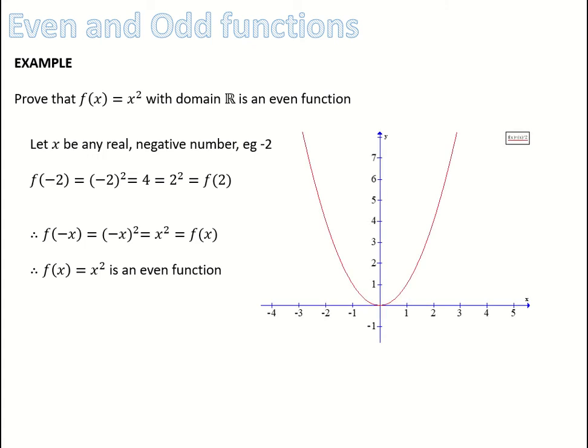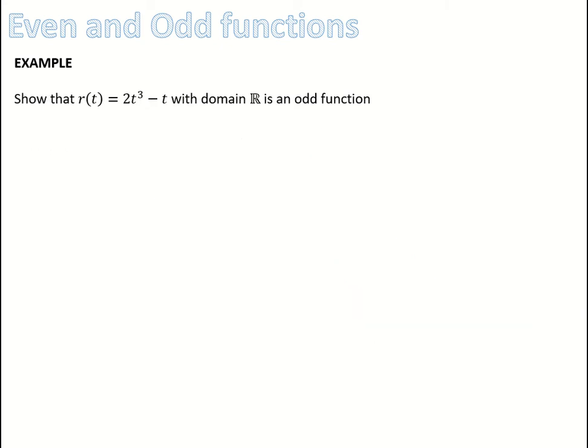And you can imagine the graph, obviously, of x squared. You knew in the first place, hopefully, that it was an even function because we know it reflects in the y-axis. Okay. So similarly, if we're trying to prove an odd function, we've got to show that r of t is equal to 2t cubed minus t, with domain R, is an odd function.